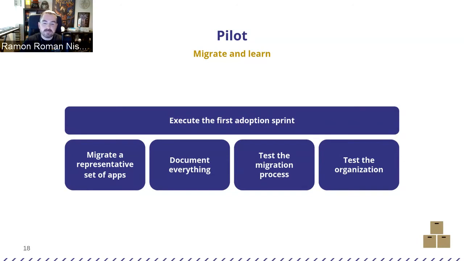If during the assessment we found that the organization has several application types, it makes sense on this first sprint to migrate one application per each application type, just to make sure that we are addressing all the potential risks that might be found later on during the whole migration process. So it's important to be pretty selective of the applications that are going to be migrated and select a set of representative applications. Another important thing is to document everything.